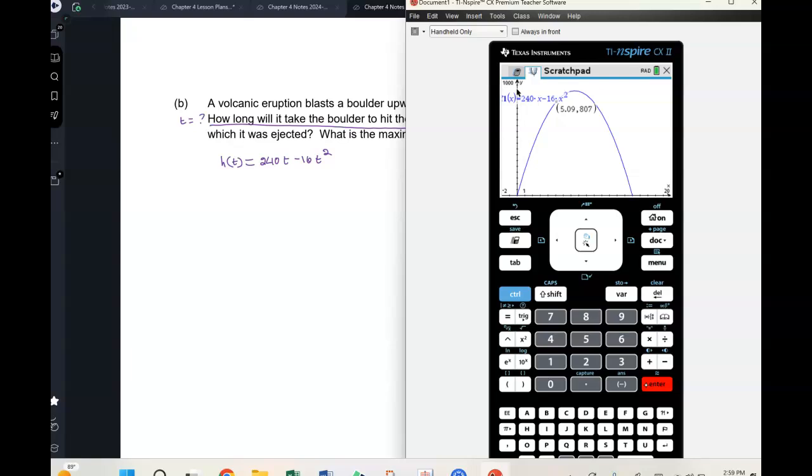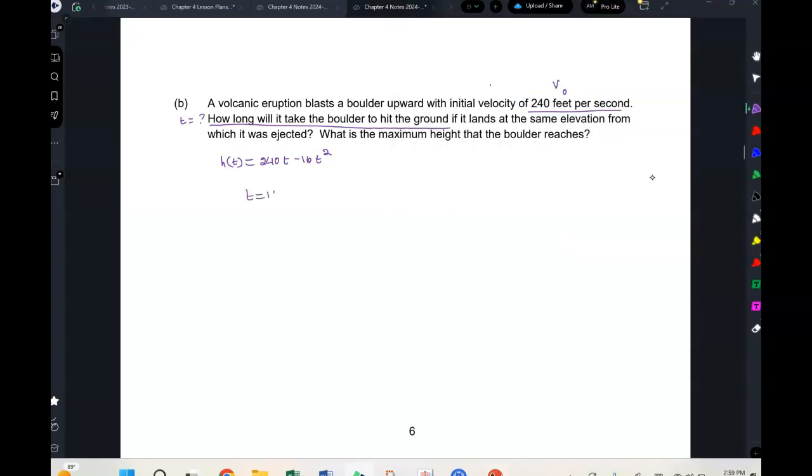But regardless, we're looking for the 0, right? So menu, analyze graph, 0. Okay, so I want this one. Here we go. So it's 15, 0. Well, no, that's not the top. That's the 15 seconds here. So it's going to be 15 seconds, right? That's when it hits the ground.